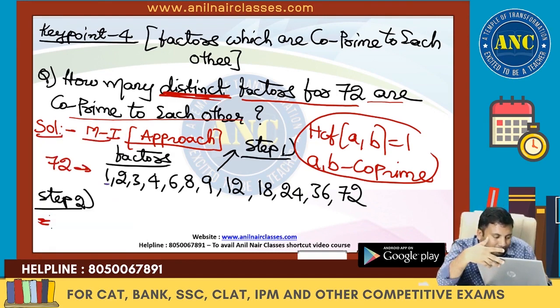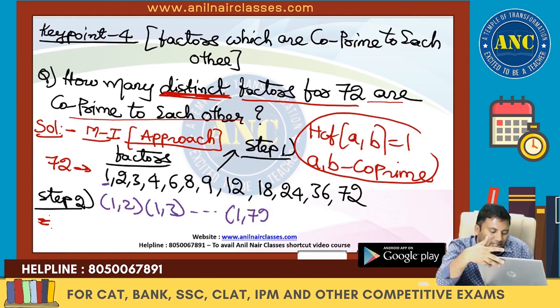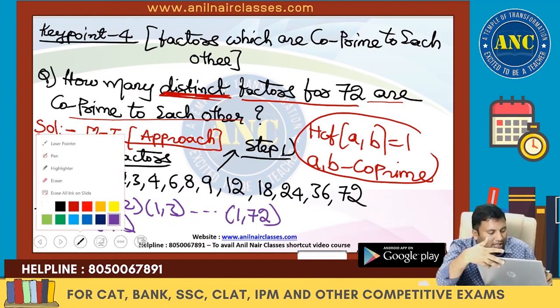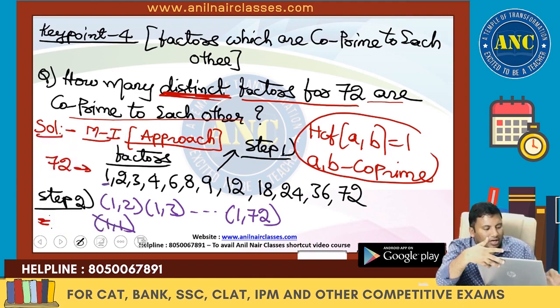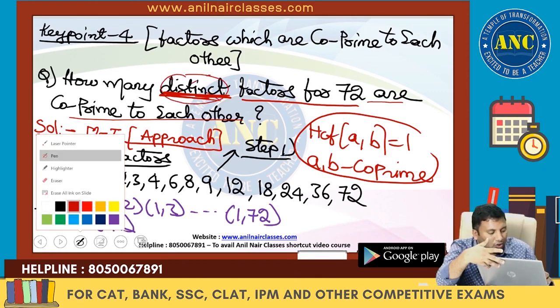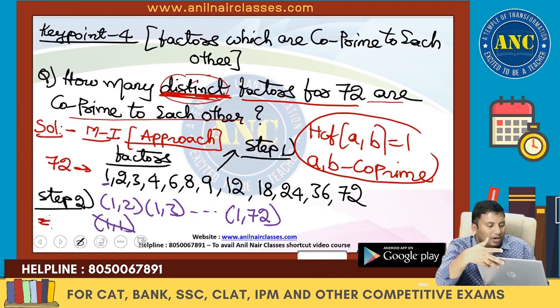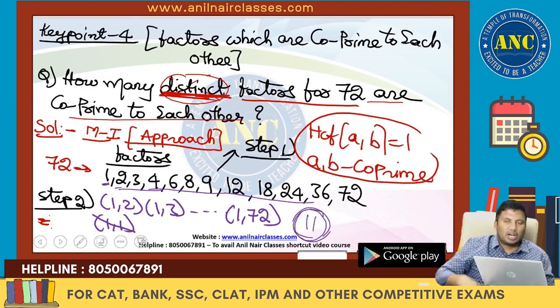Now if you observe, 1 is co-prime with 2, 1 is co-prime with 3, 1 is co-prime with 72. 1 comma 1 cannot be taken, because the question says distinct. Totally, how many numbers are there which are co-prime to each other? 2, 3, 6, 9, 11. There are 11 numbers which are co-prime with 1.